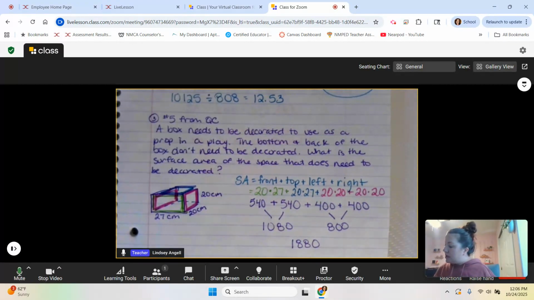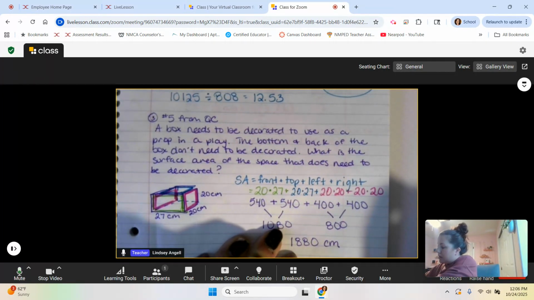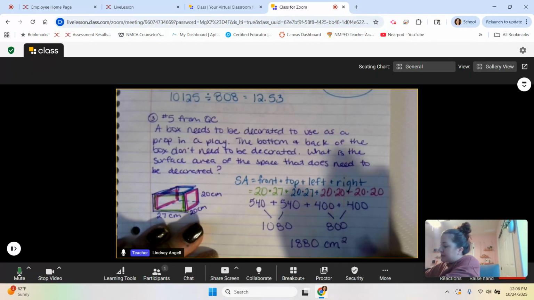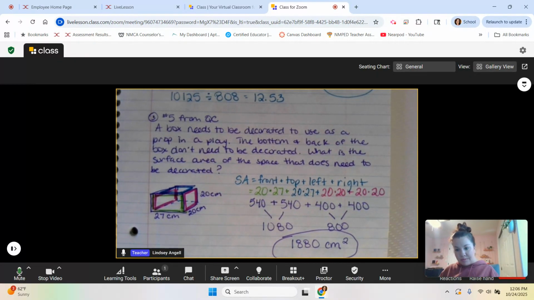1880. And let's see, ooh, centimeters squared. I don't even know what this box would have been for a prop in a play, but it would be centimeters squared. Okay, and that would be it.